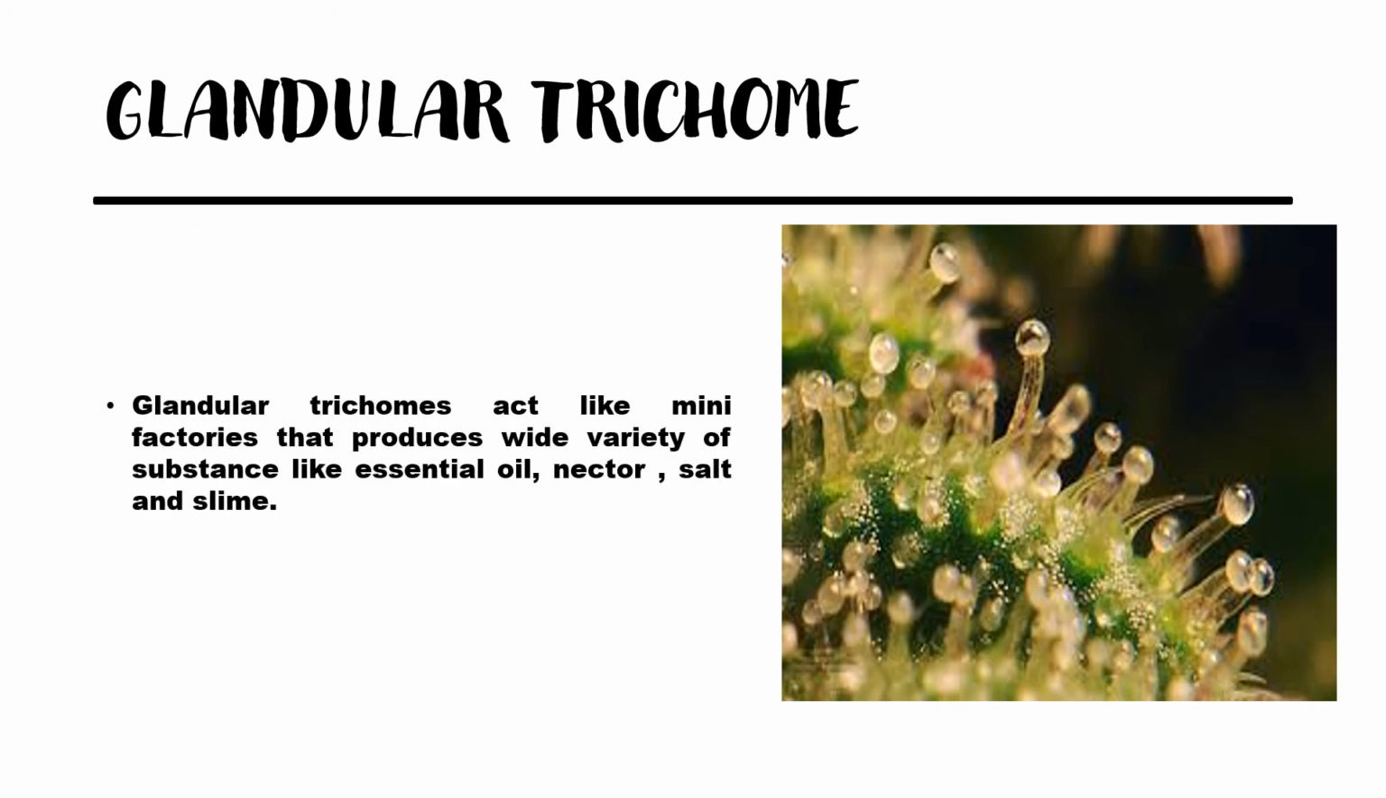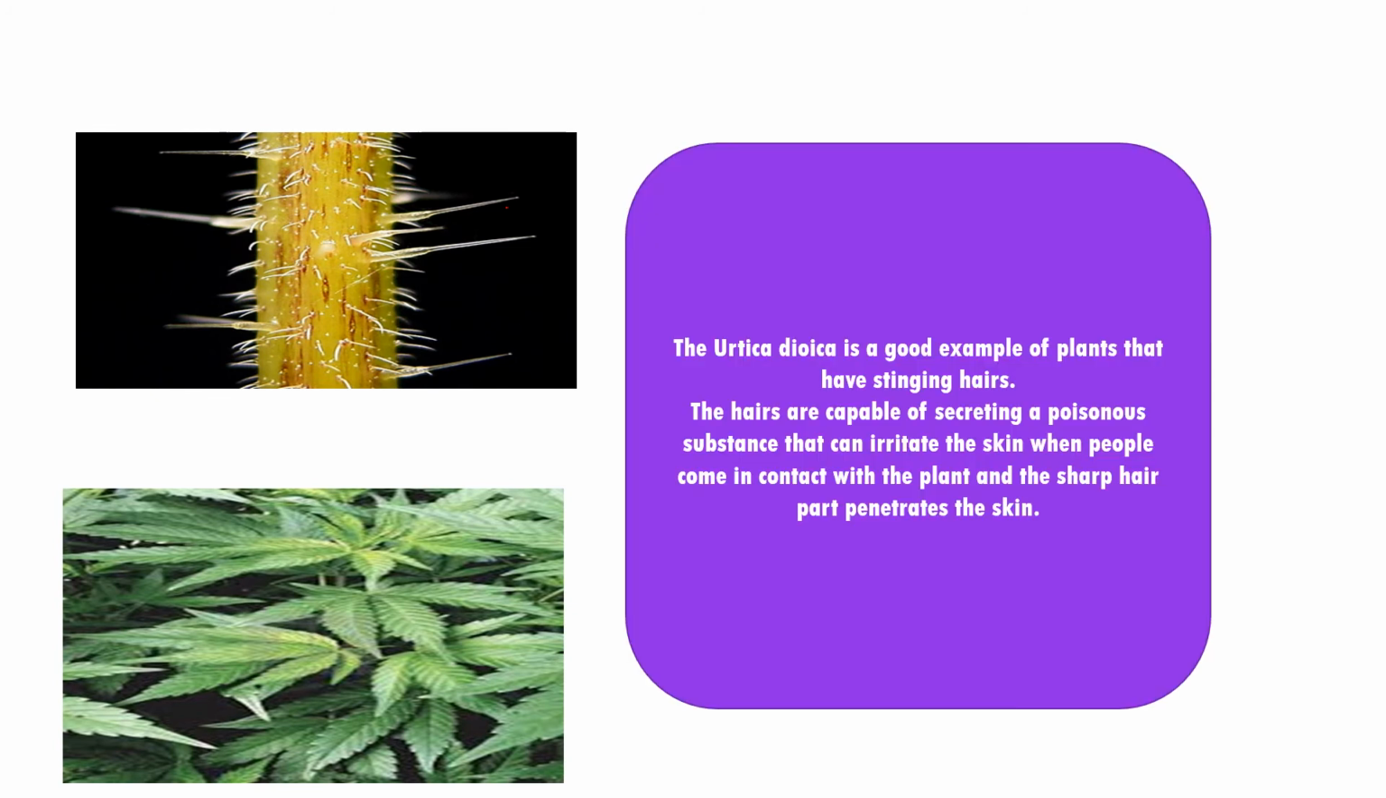Glandular trichomes act as mini factories that produce a wide variety of substances like essential oil, nectar, salt and slime. Let us look at this special kind of glandular trichome. This is the trichome of Urtica dioica. It is a stinging type of trichome. It contains two parts. Lower part is glandular and upper part is stinging.